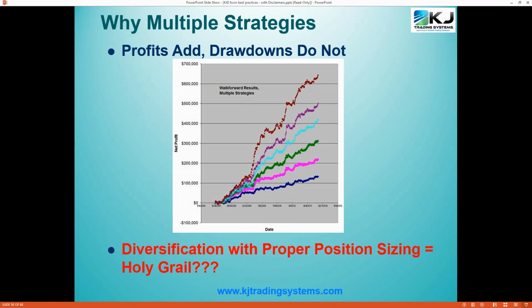It's not a free lunch because you do give up some high-end performance for it. You're not going to be trading 10 or 20 strategies and get a 1,000% return a year. Some people think that, but that's not realistic. But it's the way more professional traders trade because you tend to reduce your risk.